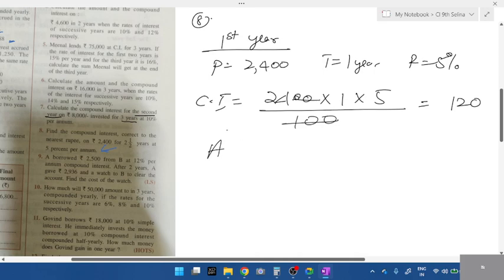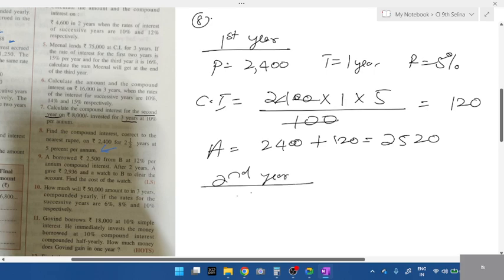As soon as you find, remember, for compound interest, amount is very important. Only with the help of that you can move forward to the next year. Amount is equals to 2400 plus 120 is equals, very good, 2520. 2520, right? Second year. Now start second year calculation. Principal is equals to 2520.